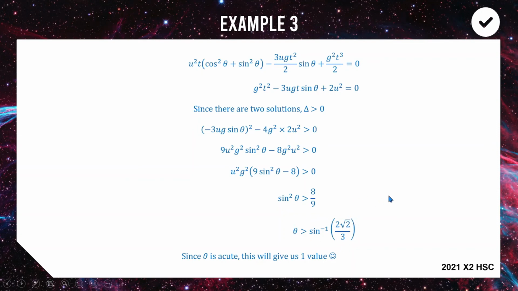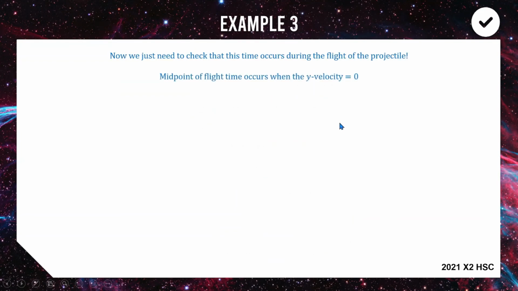Okay, we're making progress now. What are we doing next? I forget. Let's have a look. So the second part of the question is to show that there are 2 values of theta for which they are perpendicular. We've done that. Now we just need to check that the times actually occur within the flight time of the projectile.